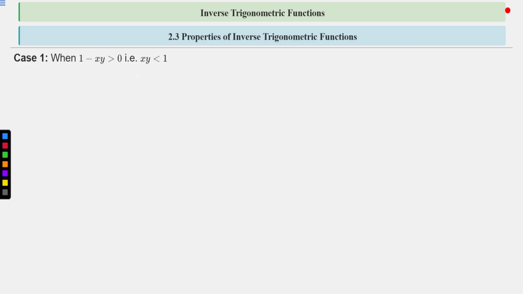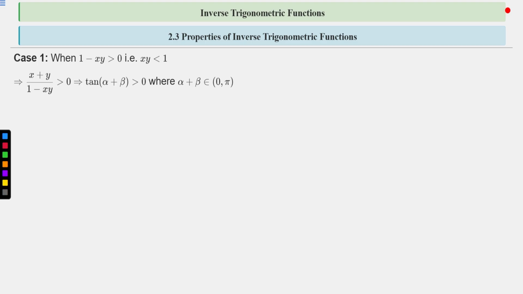Case one is when 1 minus xy is greater than 0, that is xy is less than 1. Then, since x and y are greater than 0, x plus y will also be greater than 0. So we can say that (x plus y) upon (1 minus xy) overall will be greater than 0, right?